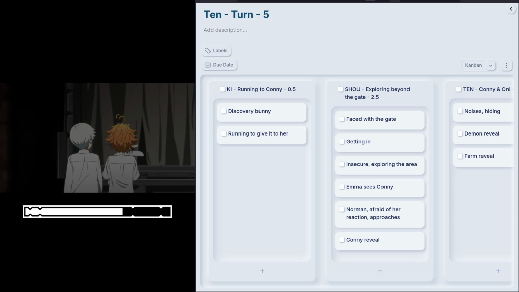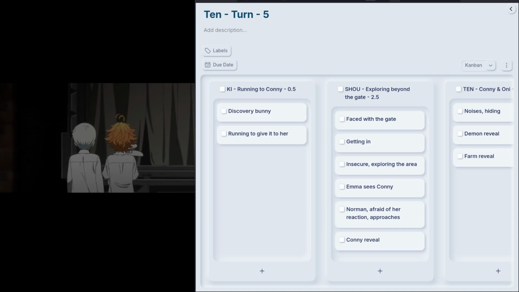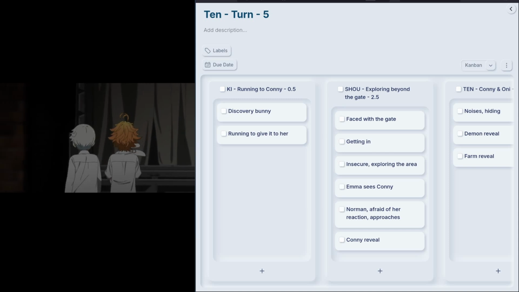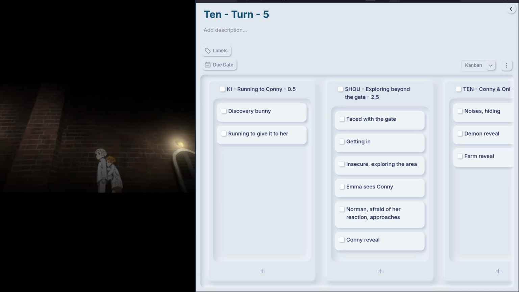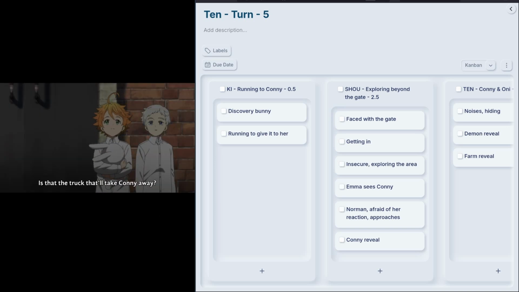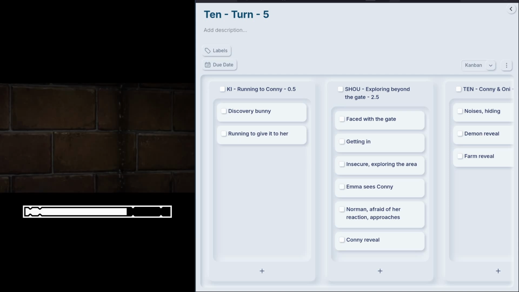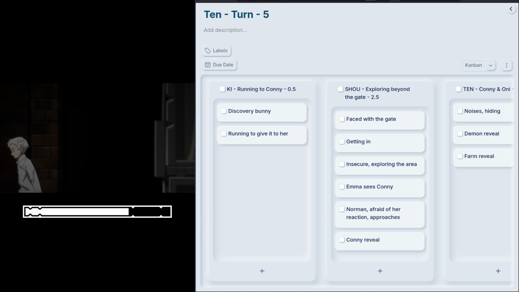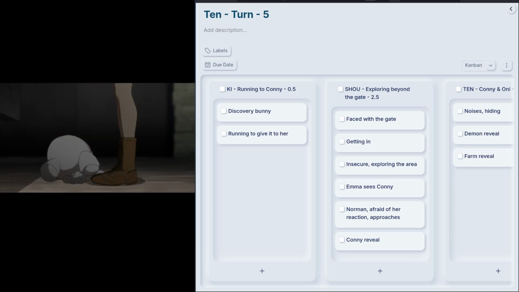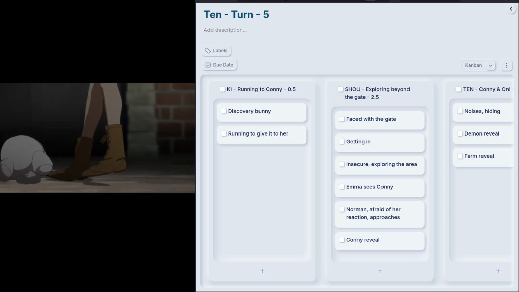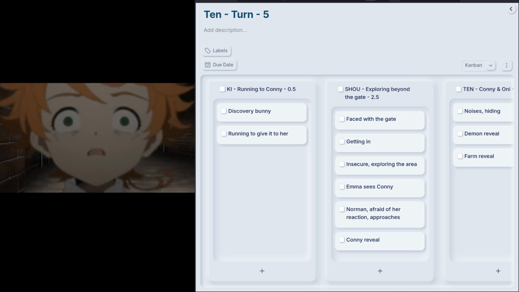Okay, and then they go in, and we get exploration of where they are, development of the location, of the setting. And there's a key point where Emma goes to the back of the truck and she sees something inside. She drops the bunny, she's very scared.